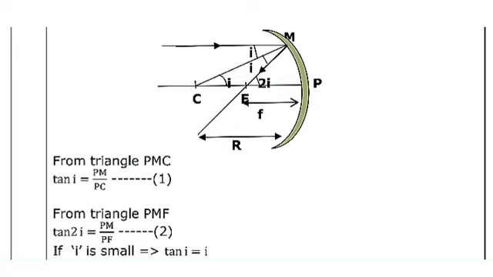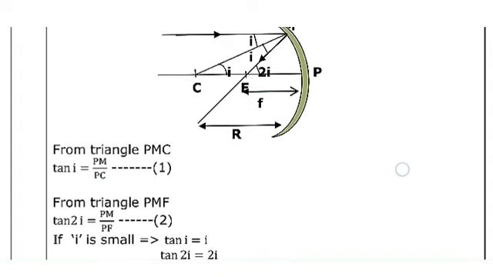Okay, here we have angle of incidence. So I'll take tan i is equal to, we know that for tan, opposite by adjacent side. In triangle PMC, we have opposite side as PM and adjacent side as PC. So my equation 1 is tan i is equal to PM by PC.